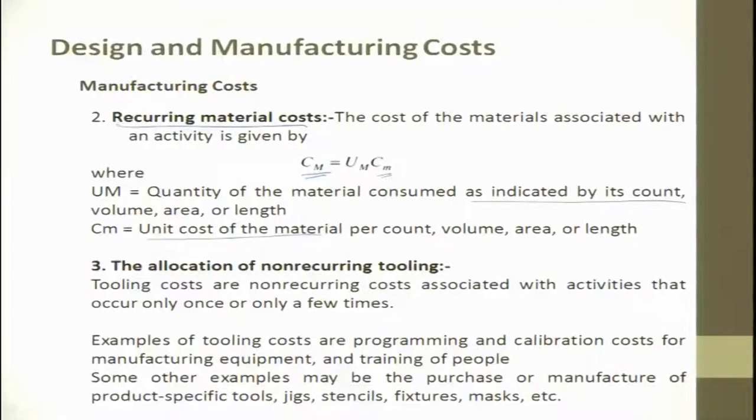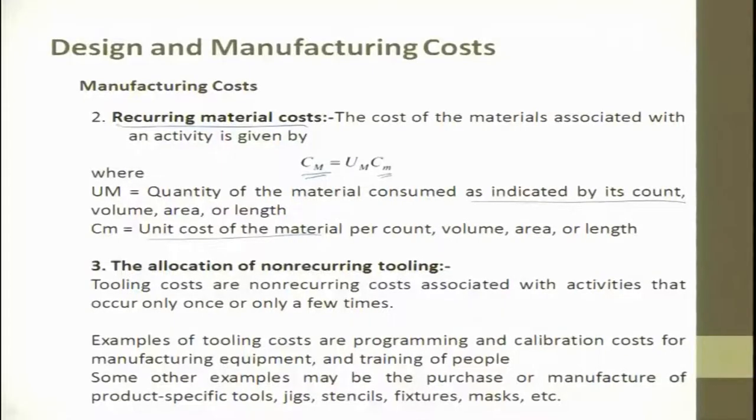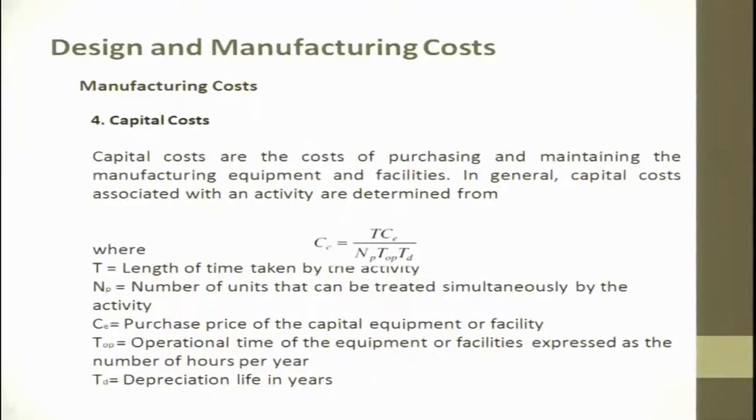Then allocation of non-recurring tools. Tool costs are non-recurring costs associated with activities that occur only once or a few times. For example, once in 100 cycles I have to replace the drill. So, for every 100 parts you do it once, and many a time you buy a spanner, and that spanner stays with you for the rest of your life whenever you do some operation. So, those things are called a one time affair or a few times in the cycle. Examples of tooling cost are programming and calibration cost for manufacturing equipment and training people. Some other examples may be the purchase or manufacture of product specific tools, jigs, stencils, etc.